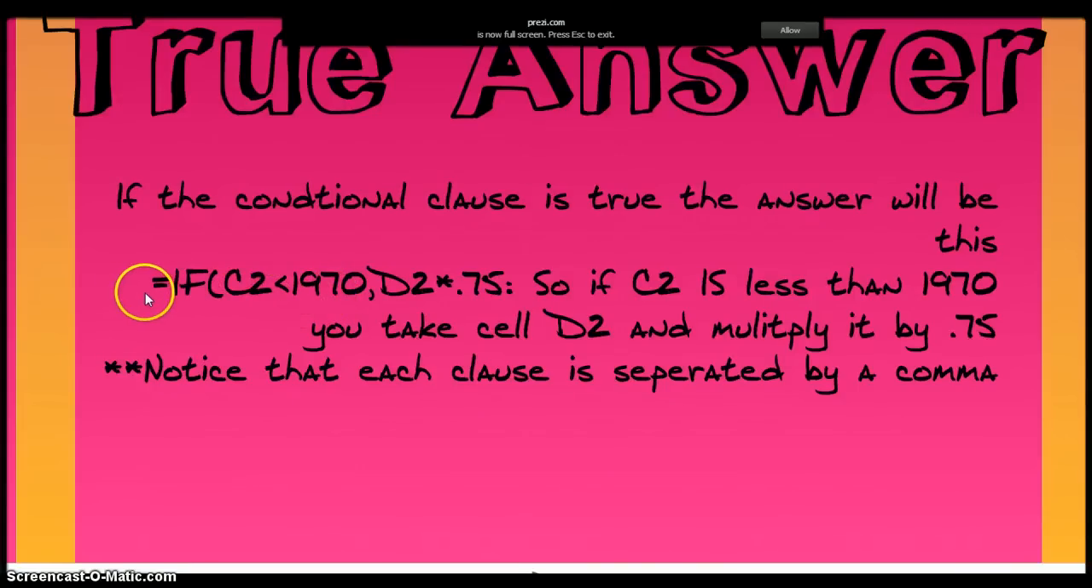And as we're looking at this, the first thing that we see is our conditional statement or our conditional clause, followed by a comma. All of your clauses are separated by commas, so you see a comma here. Then we have our second clause, which is our true answer. And again, I would read this: if C2, whatever's in cell C2, is less than 1,970, you take cell D2 and multiply it by 0.75.